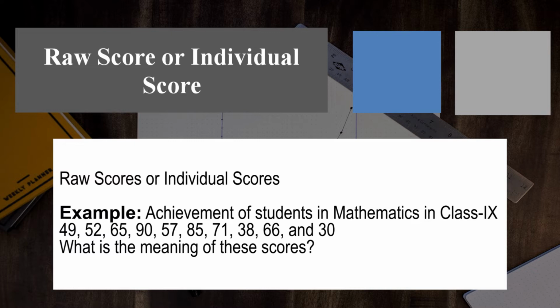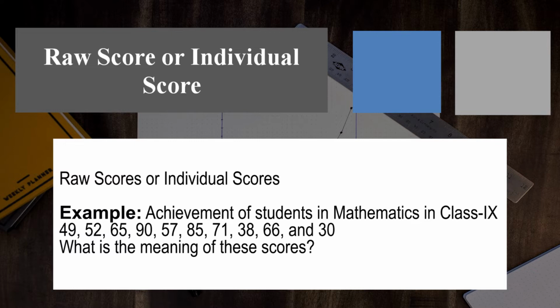Just like here, particularly in this example, achievement of students in mathematics in class 9, let the scores of 10 students in mathematics of class 9th be like 49 is one score, 52 is another, 65 another student scored 65, then 90, 57, 85, 71, then 38, 66 and 30. So these are the 10 different scores. And we can say that these 10 scores are just the raw scores, or these are the individual scores.